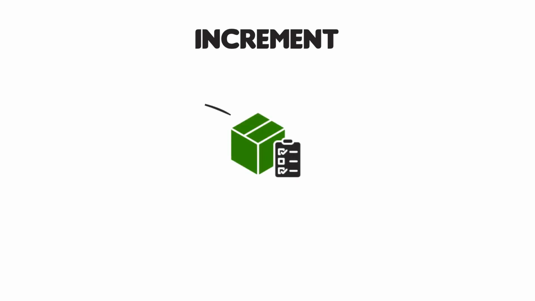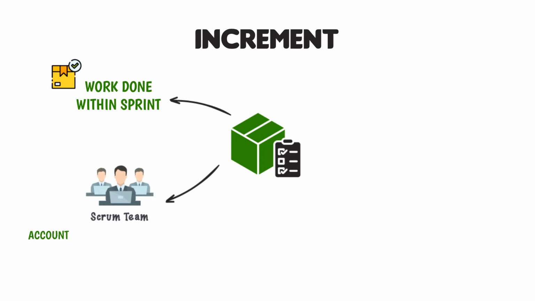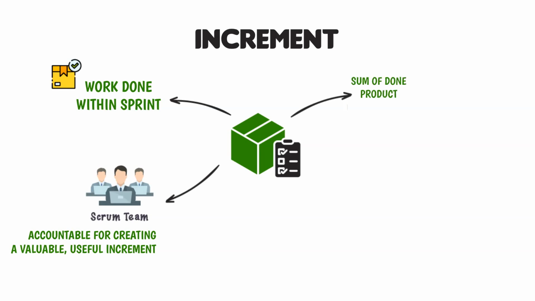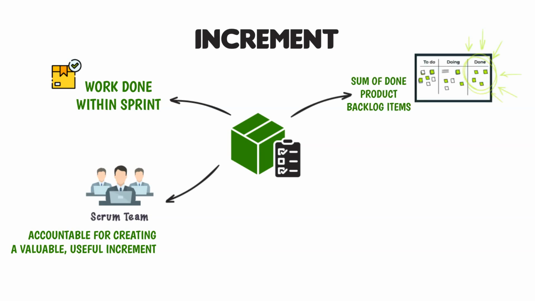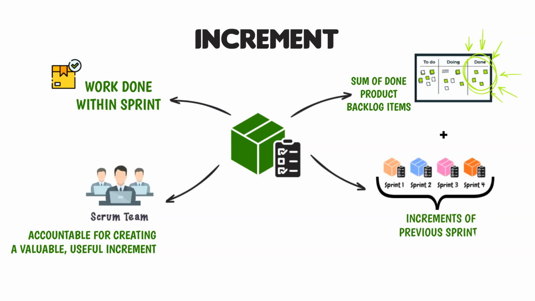The third artifact is increment. An increment is done work within the sprint. The entire Scrum team is accountable for creating a valuable, useful increment for every sprint. Product increment is the total of all the product backlog items completed during a sprint, and the value of all the increments from the previous sprints.